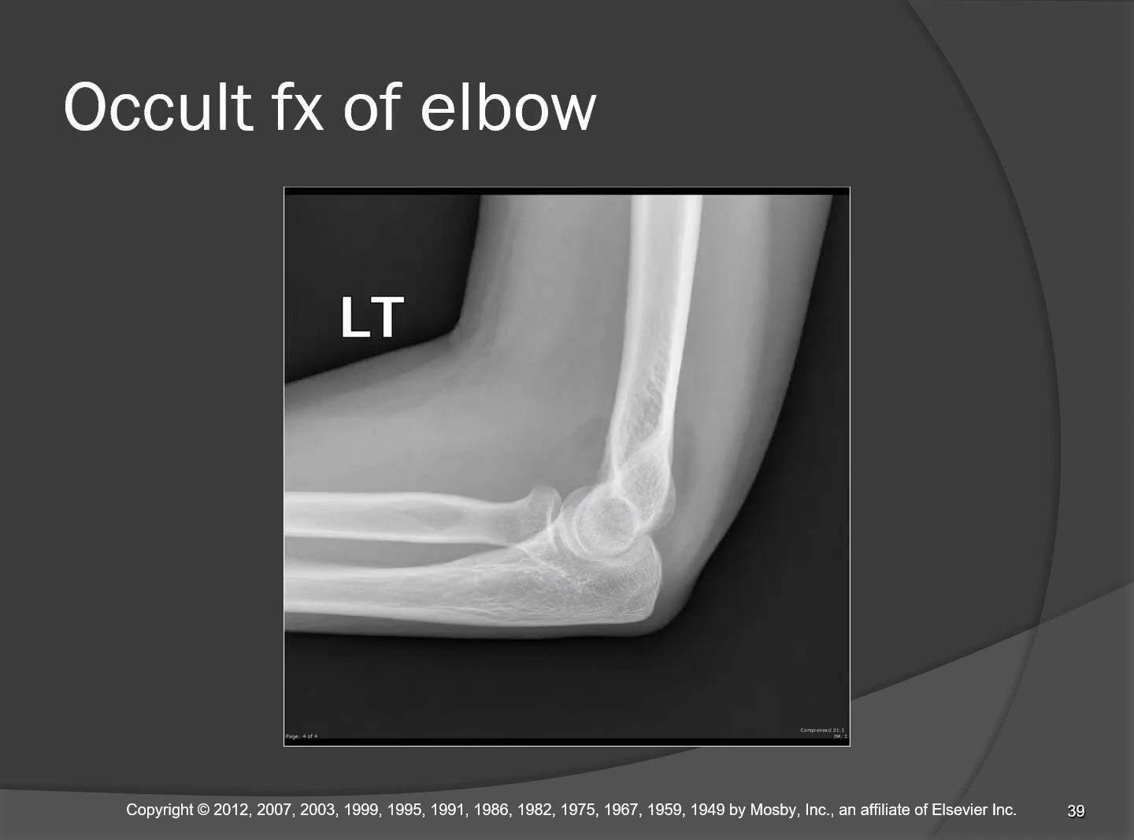Okay. Occult fracture of the elbow. What do you see there? Yeah, you see a sailboat, don't you? Ooh, sail sign. You should have seen that even before I prompted you. You should have been like, oh, that's a sailboat. That's the sail sign. Yeah, they do have a fracture.